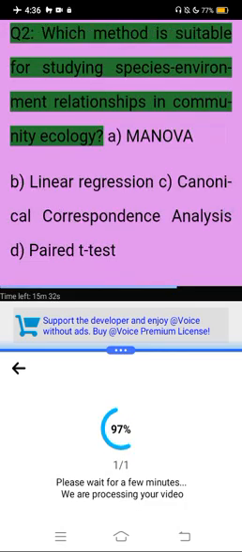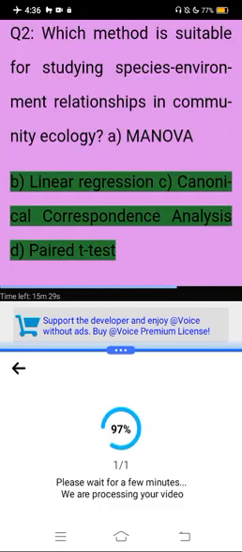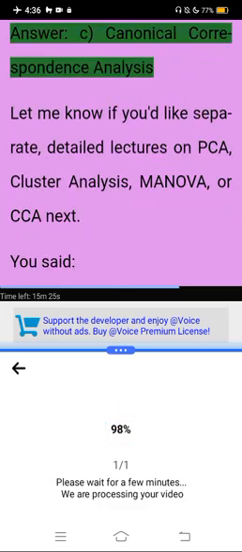Q2. Which method is suitable for studying species-environment relationships in community ecology? A. MANOVA. B. Linear regression. C. Canonical correspondence analysis. D. Paired t-test. Answer. C. Canonical correspondence analysis.